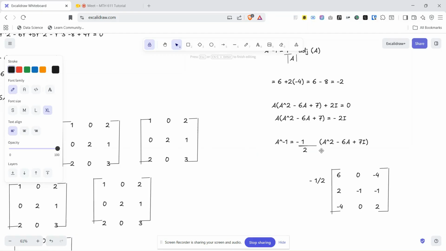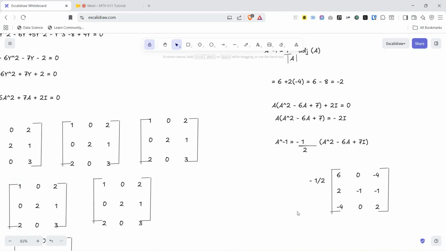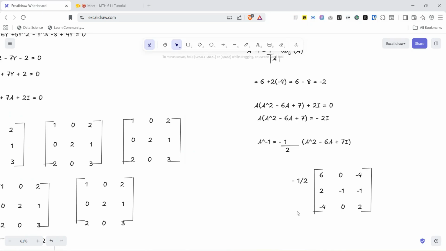If you plug in A times A minus 6A, then plus 7 times the identity, 700, 070, 007, and you subtract it, it's going to be the same answer. So you can probably just try out the two and let me know what you have. But this is the inverse. This is the inverse of it. Do you have any question?